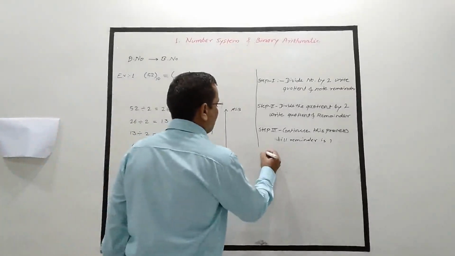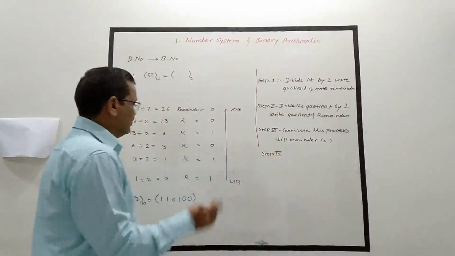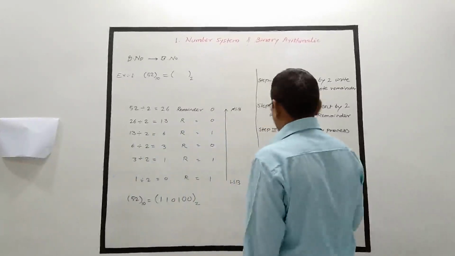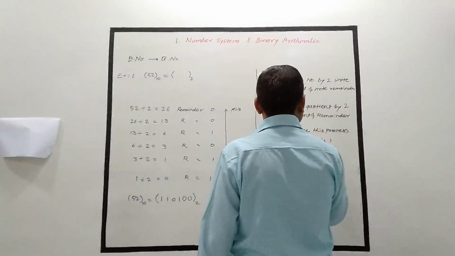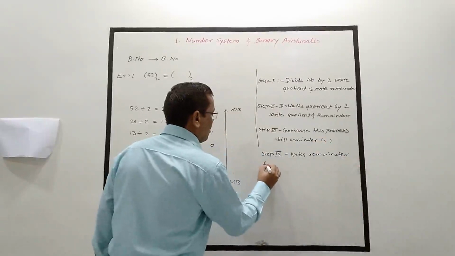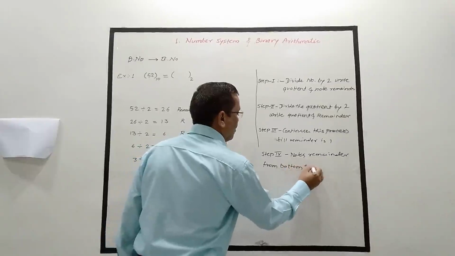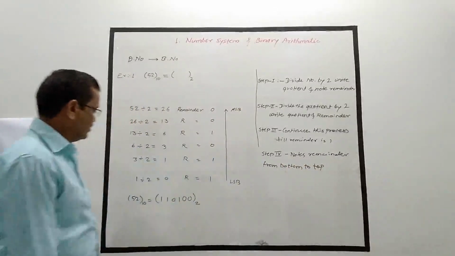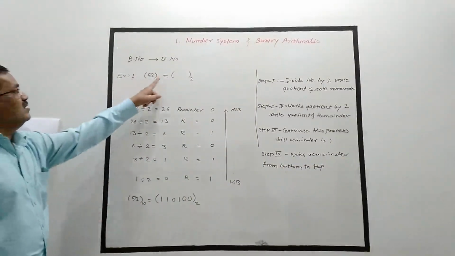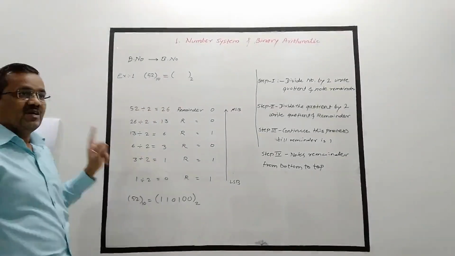Now the steps are like this. Note the remainders from bottom to top. So this is the procedure of finding the binary equivalent of a decimal number.